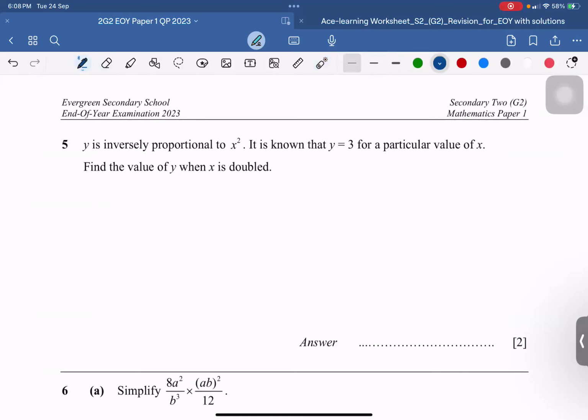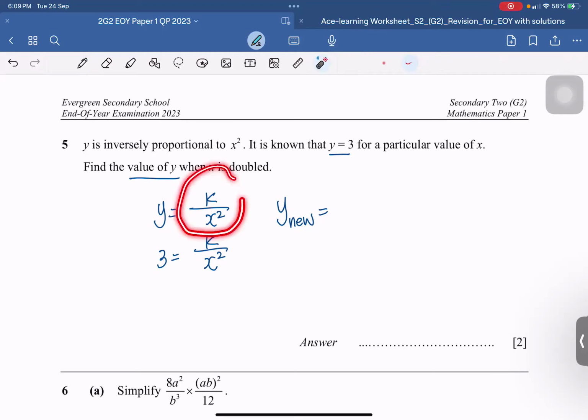Do you know how to do this one? Inversely proportional. y equals to? k divided by x squared. y equals to 3. So y is now 3 over x squared, correct? Now, find the value of y. What do I write? y new. Follow this pattern, but change the x. Change to what?